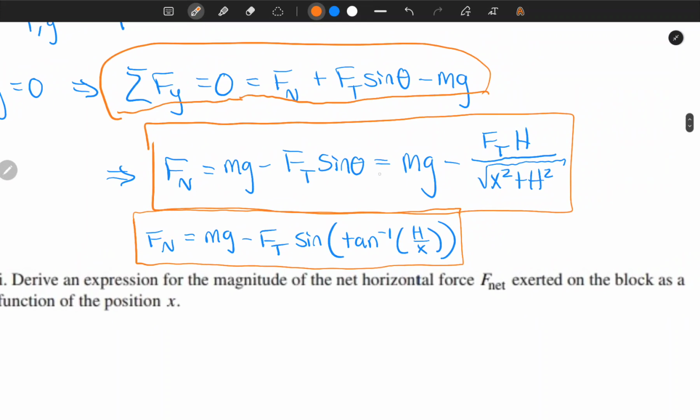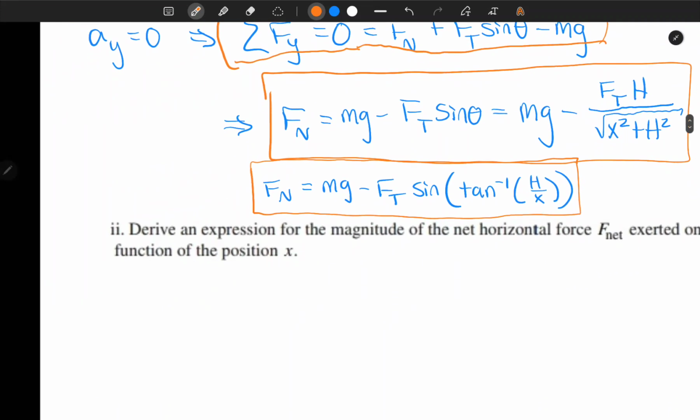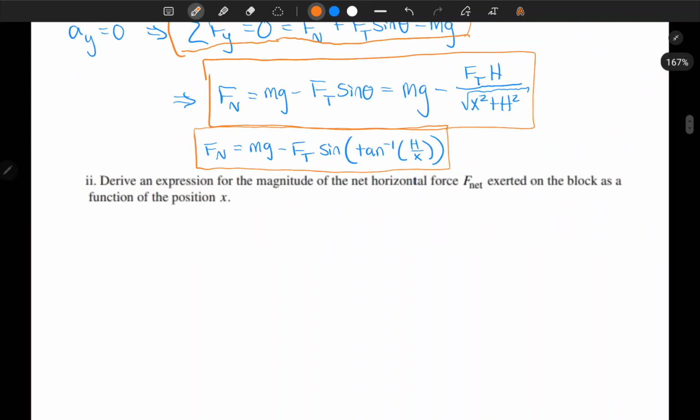I just used the sine one here for ease of notation. Next, let's derive an expression for the magnitude of the net horizontal force F net exerted on the block as a function of the position x.